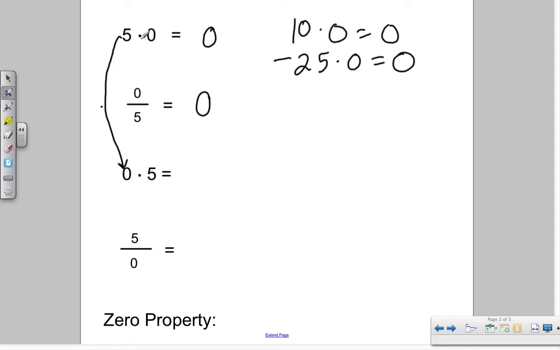This one's saying 5 groups of 0. This one's saying 0 groups of 5. In either case, I'm going to have 0, because 0 times anything, or anything times 0, is 0.